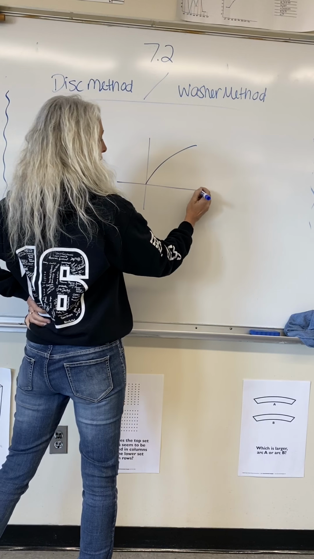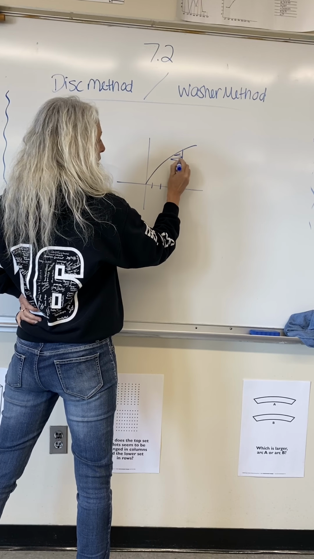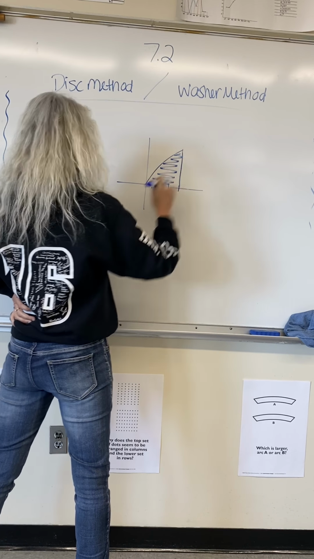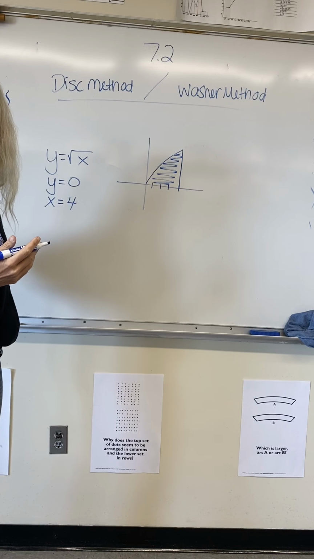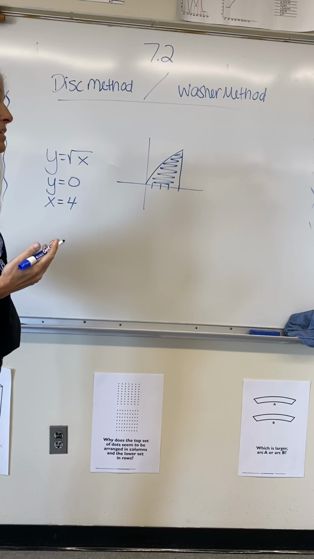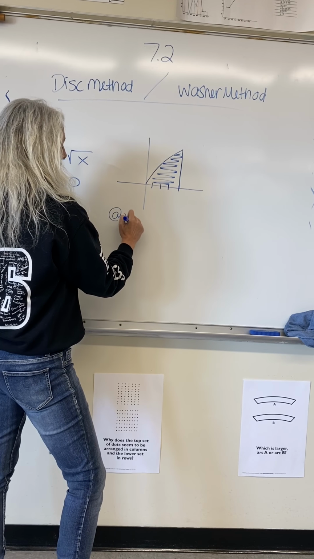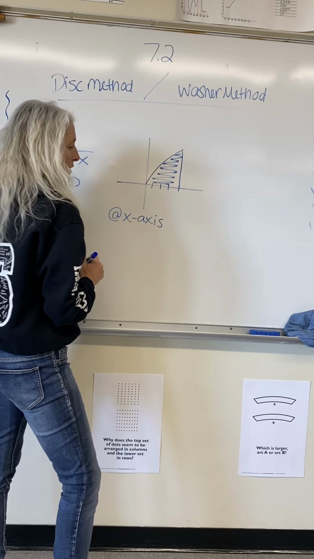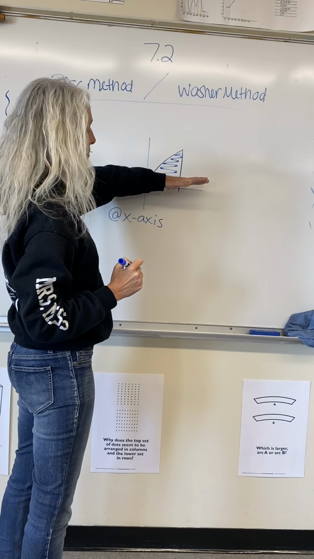So y equals 0 is the x-axis. x equals 4 would be a vertical line right here. And so we are only looking at that 2-dimensional shaded region. Now, depending on what line we want to revolve this shape around, it's going to turn into a different shape. So let's say that we decided to revolve this shape around the x-axis.